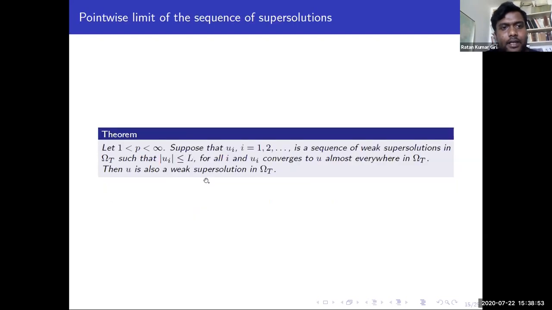Next, what we have used is basically the pointwise limit of a sequence of super solutions. It says that if you have a uniformly bounded sequence of super solutions, then the limit is also a super solution. That's what the result says basically.